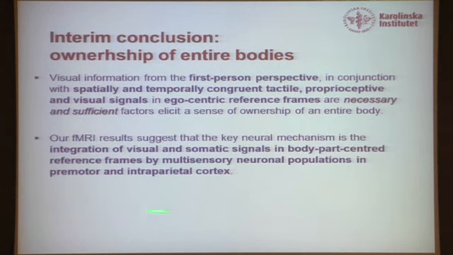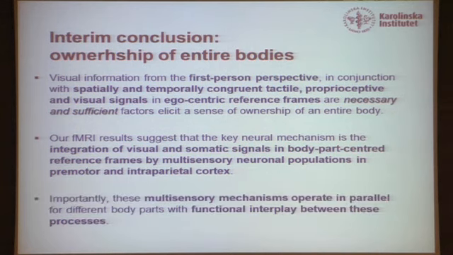And then our fMRI results suggest that the key neural mechanism is the integration of vision and somatic signals in body part-centered reference frames by multisensory neuronal populations in premotor and intraparietal cortex. This is very technical for those of you who are not experts, but it basically just puts into words what I told you in the whole lecture. And importantly, these multisensory mechanisms operate in parallel for different body parts, with this functional interplay or generalization between body parts.